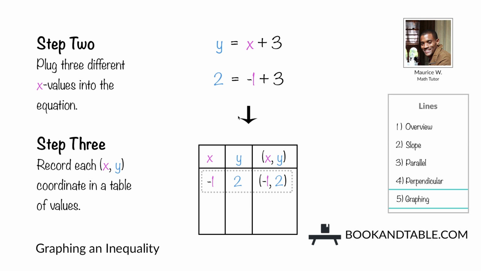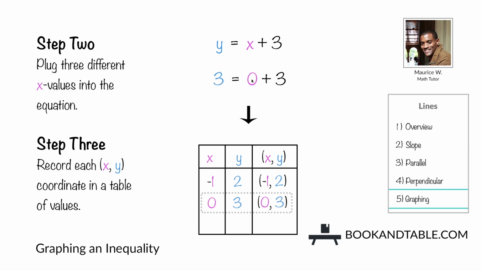And now we proceed to collect 3 points along that line, and we'll sketch those 3 points. So step 2, plug 3 different x values into the equation. And step 3, record each xy coordinate in a table of values. So again, I'll use the x values of -1, 0, and 1 for each example. So when you plug in -1 for x, you get -1 plus 3, which gives you a y value of +2.